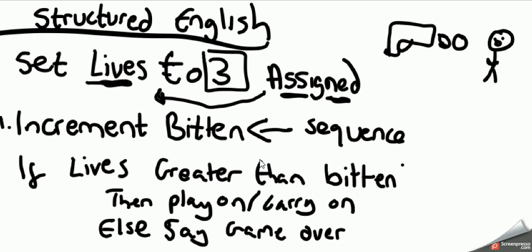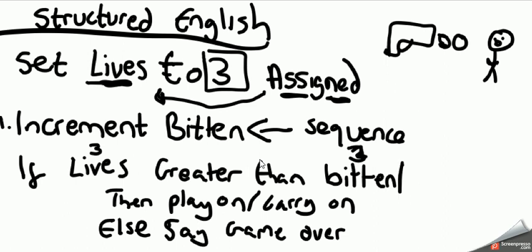Okay, so let's go through our game so far. We've assigned the value 3 to the name called lives. We then incremented bitten by 1. This code says we've just been bitten. It's a sequence. We then said if our lives, which is 3 in this case, is more than bitten, which is once, then we're going to play on. But if we've been bitten 3 times, it's going to say game over.